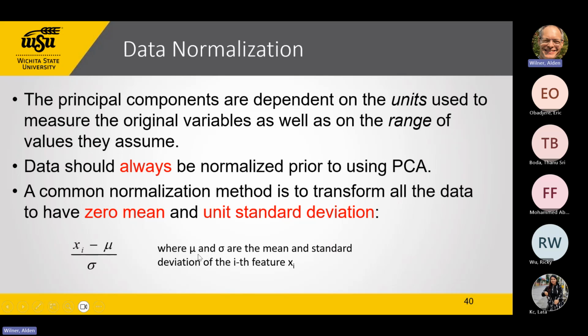And that is, in fact, the end of our lecture on principal component analysis. I'll stop and ask if anybody has any questions.